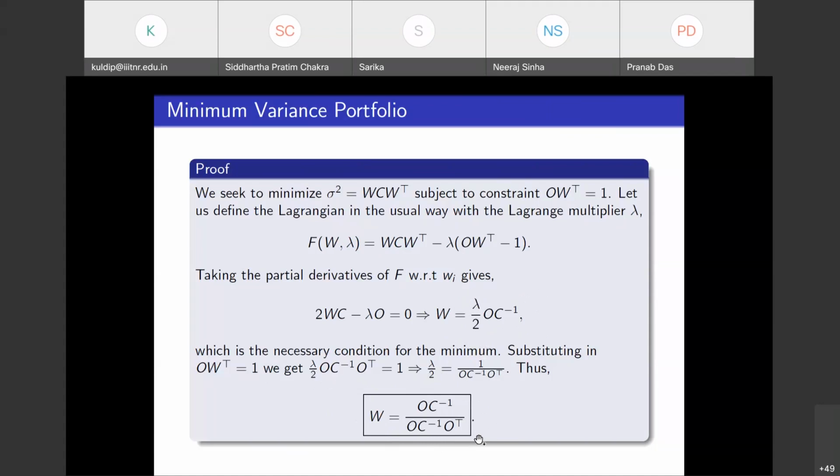And at this point, all you need is just matrix multiplication. Note that the denominator here actually is a scalar. So obviously, there is no matrix division involved. So this is the weight that you have got.